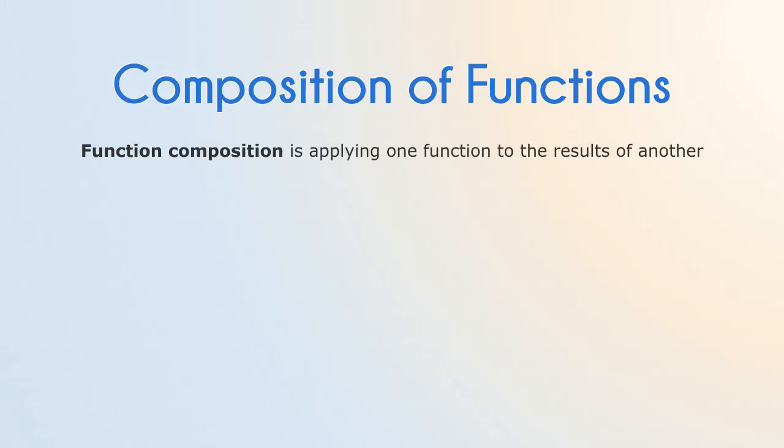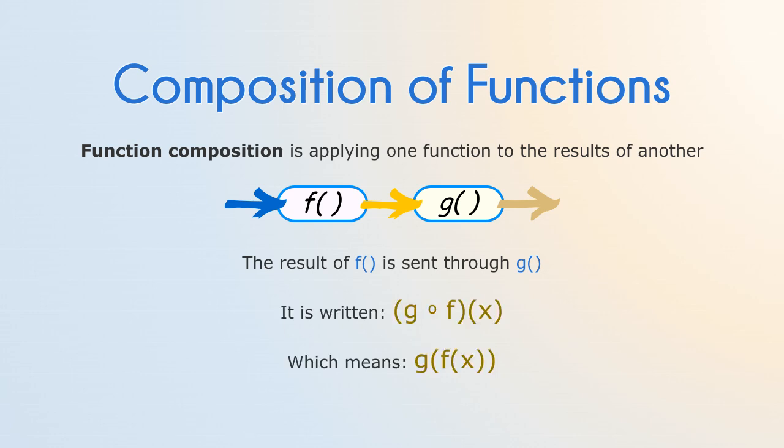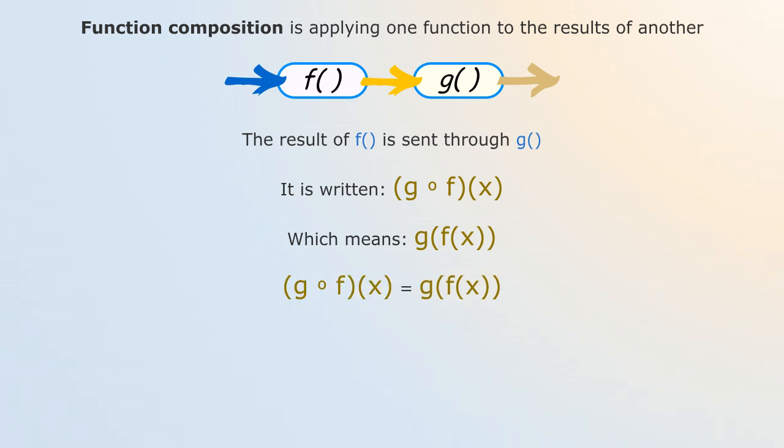Composition of functions. Function composition is applying one function to the results of another. The result of f is sent through g. It is written like this, which means g of f of x. In other words, g composed with f of x equals g of f of x.